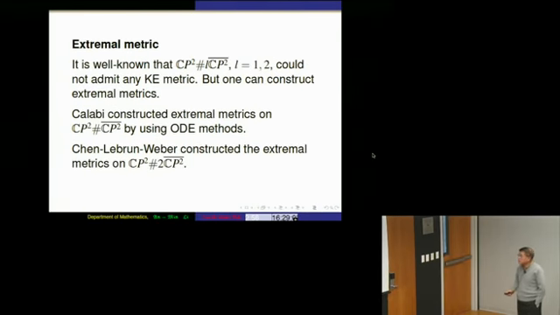Extremal metric: it is well known that CP2 blown up at 2 points cannot admit any KE metric, but one can construct an extremal metric. An extremal metric can be constructed on CP2 blown up at 1 point by the ODE method, and Chen, Brown, Weber constructed the extremal metric on this surface.